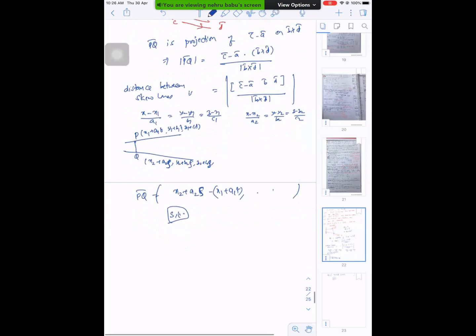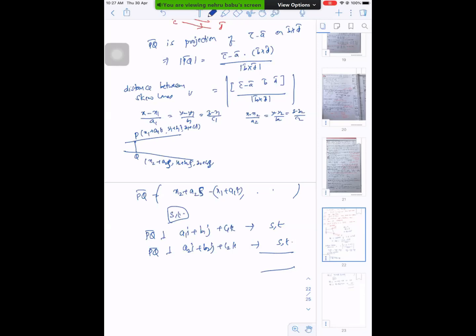Now here PQ is perpendicular to a1 i plus b1 j plus c1 k, so you'll get one equation in terms of s and t. Next, PQ bar is perpendicular to a2 i plus b2 j plus c2 k, so you'll get one more equation in terms of s and t. Solve these two equations. Then you'll get the s value and t value, meaning you'll get the P point and Q point. So if you get P and Q points, then no doubt the distance you can also find.